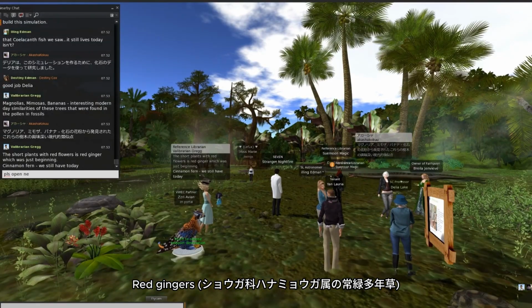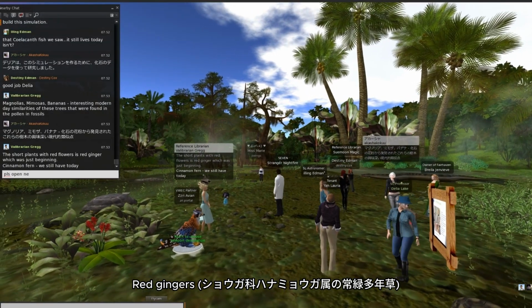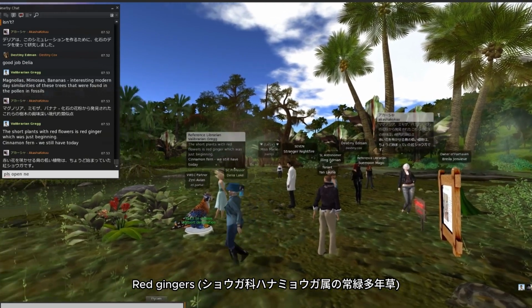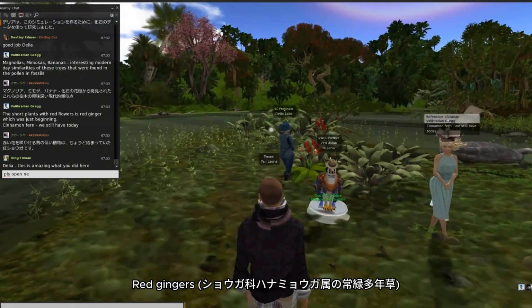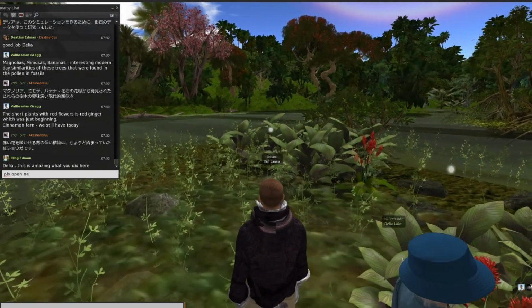I said earlier, which is ginger? This, with that, I'm standing next to the red. Oh, I see.